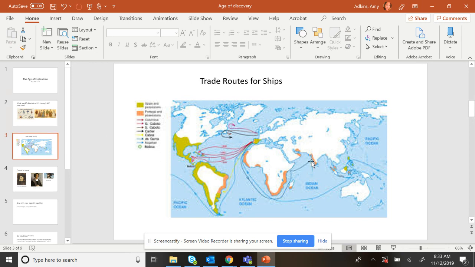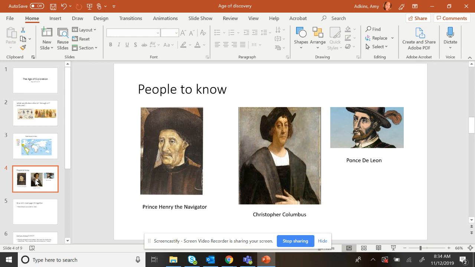But just pay attention to where some of these trade routes ran. A lot of them came from this area, which is Spain. This country that's highlighted here is Spain. So a lot of the trade routes came from Spain, and then they went to different places all over the world. All right, so a couple of people to know.